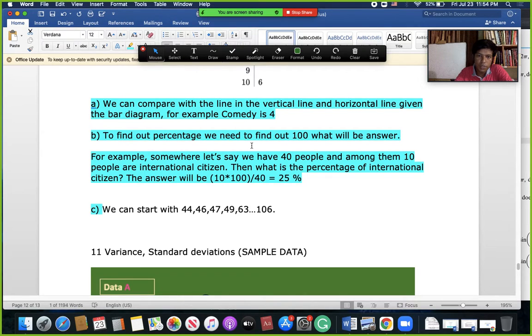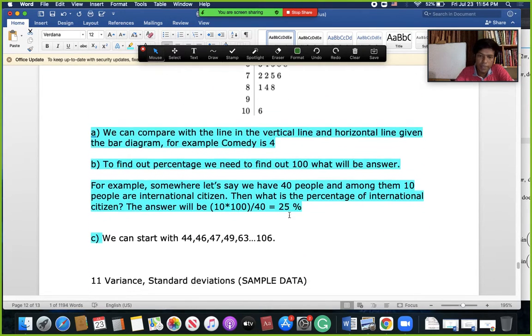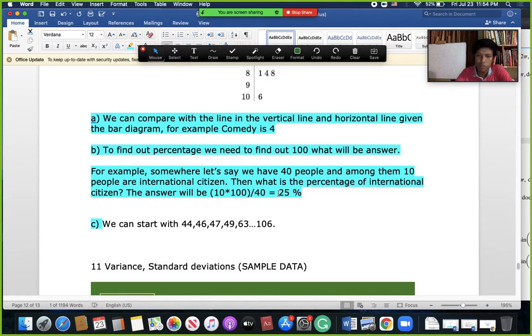To find the percentage, we need to find out what the answer will be out of 100. This is a general example of percentage. What does percentage mean? I have already shown you how to solve that math. This is about what percentage means and how to deal with percentage in general. Some idea. This is not the answer of that math.